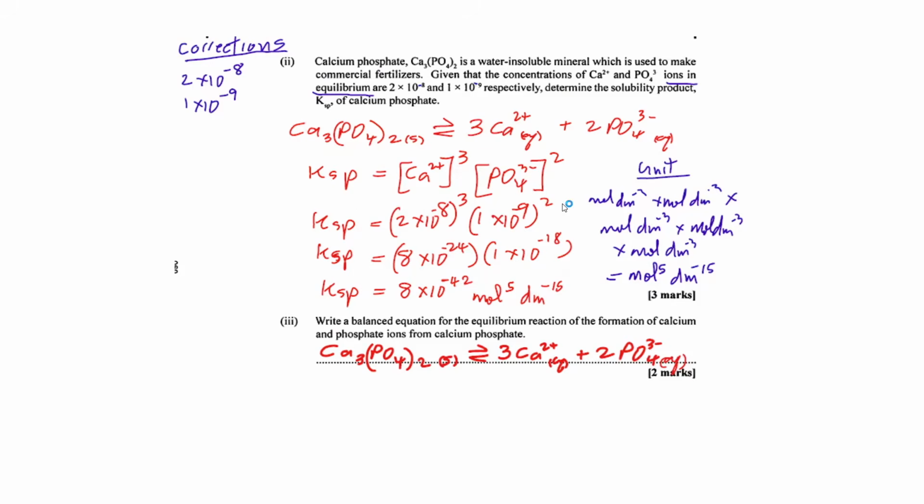How did we get that? We have 3 calcium ion concentration and 2 phosphate ion concentrations. So it's mole per dm cube times mole per dm cube times mole per dm cube times mole per dm cube times mole per dm cube. 5 of them. Then you multiply the moles 5 times, you get moles to the 5th power. And of course, dm minus 3 times dm minus 3 is dm to the minus 6, times dm minus 3 is dm to the minus 9, times dm minus 3 is dm to the minus 12, times dm minus 3 is dm to the minus 15. And that's how we got our unit, moles to the 5th dm to the minus 15.